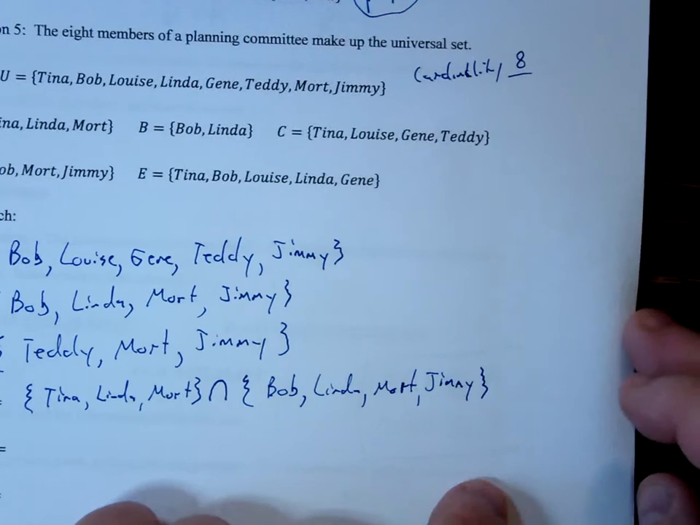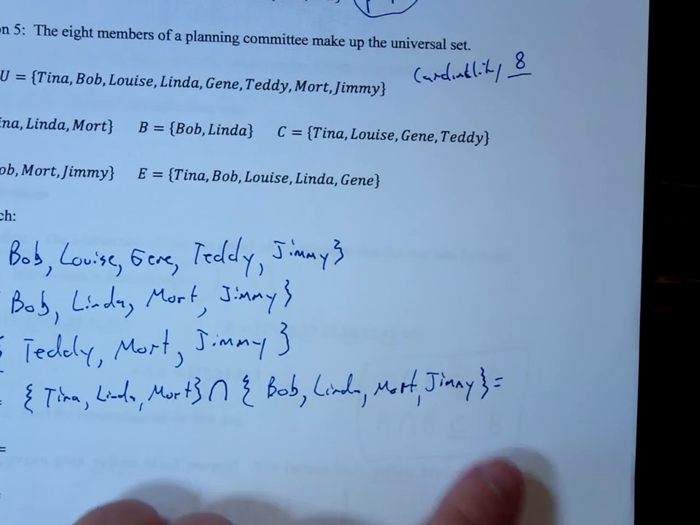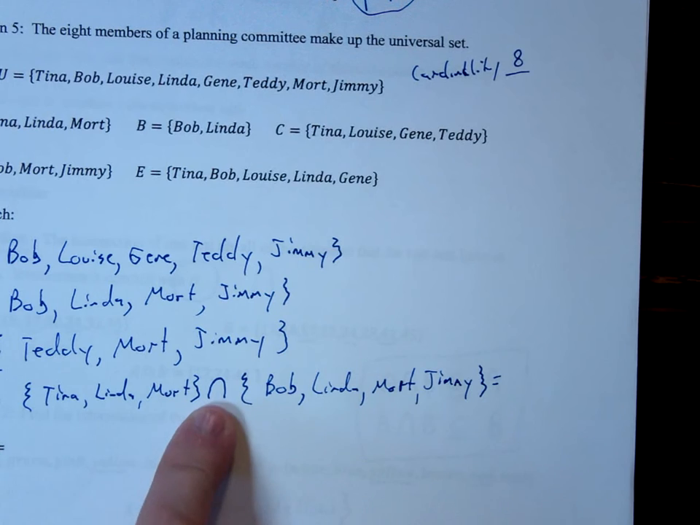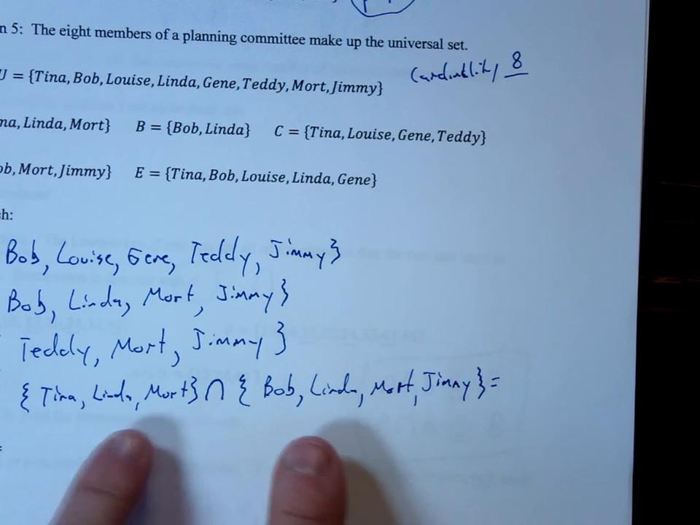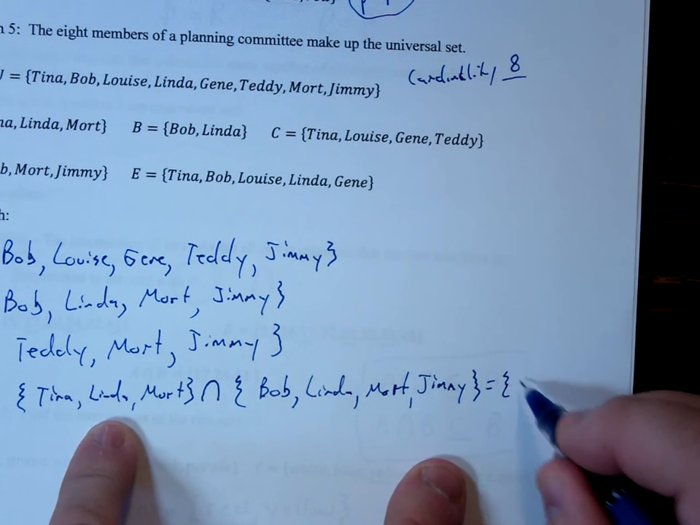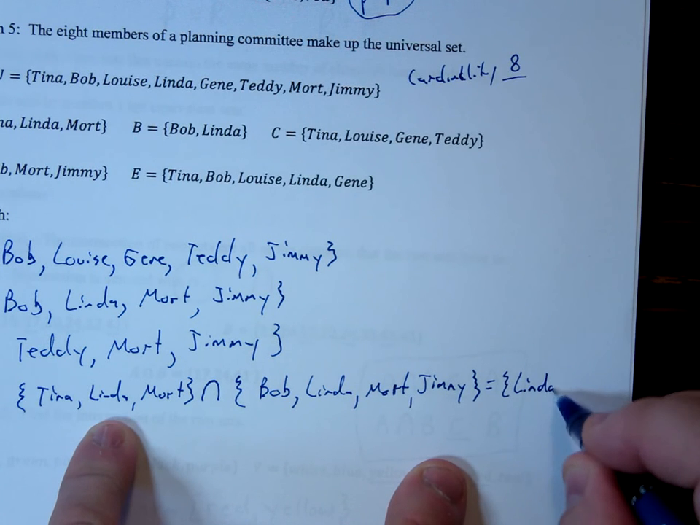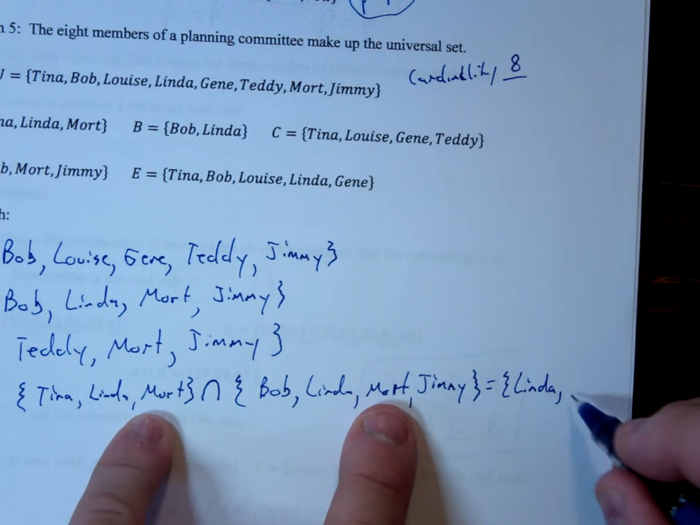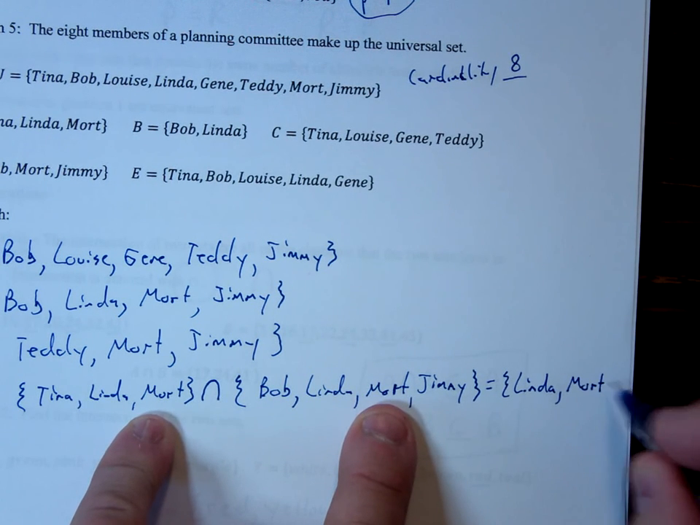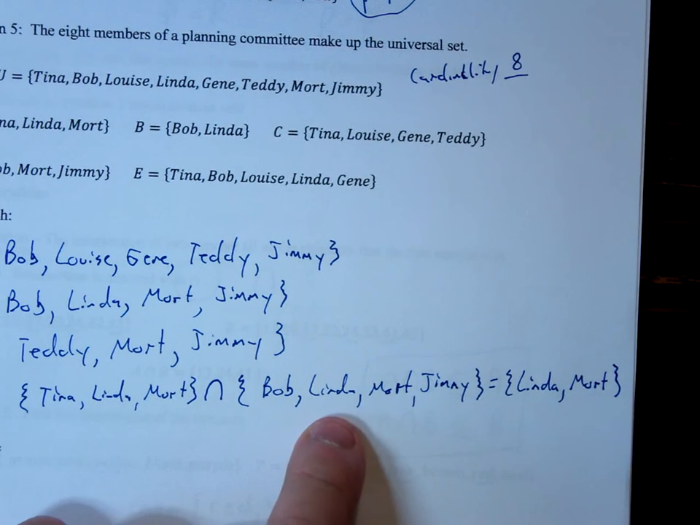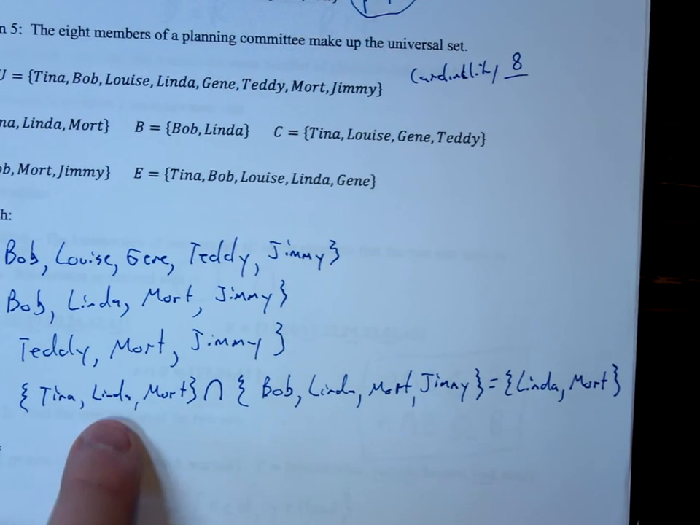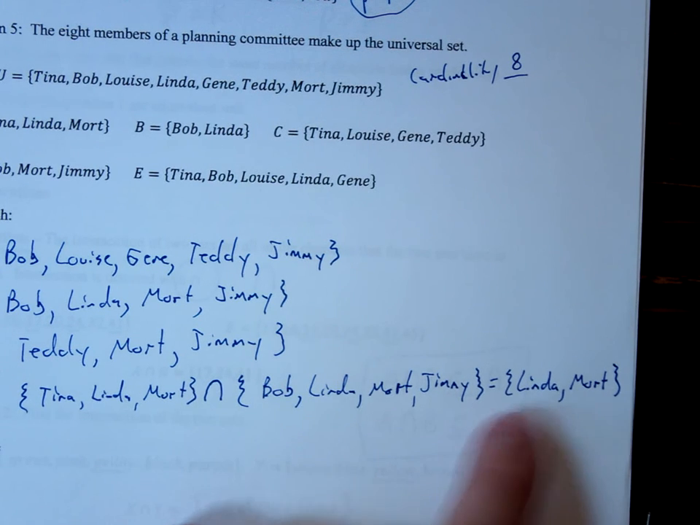But intersection is what they both have. Do they both have Tina? Nope. They both have Linda? Yes, she is in the intersection. And do they both have Mort? Yes. So Mort. And if this one has 3 and this one has 4, the intersection can't be more than 3, right? Because this has to be a subset of both of them.